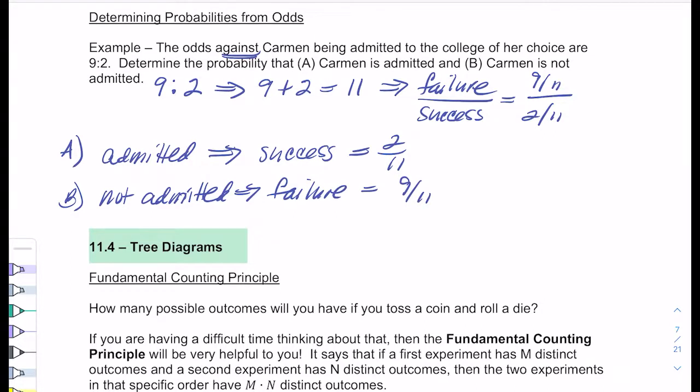And again, the reason I knew that is because it tells me the odds against Carmen being admitted, and against is failure over success. So my failure is 9/11. My success is 2/11. That wraps up the end of 11.2.